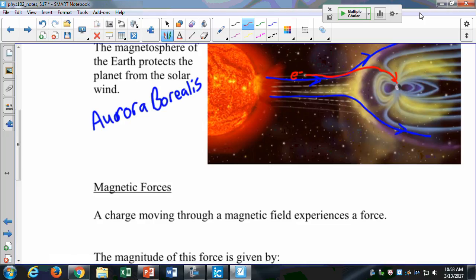Any questions so far about what we've done? Oh, you need to know about magnetic domains and how that contributes to our magnetic field of both magnetic and non-magnetic objects.